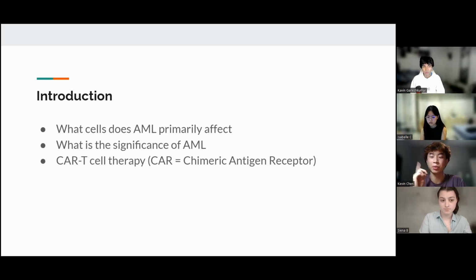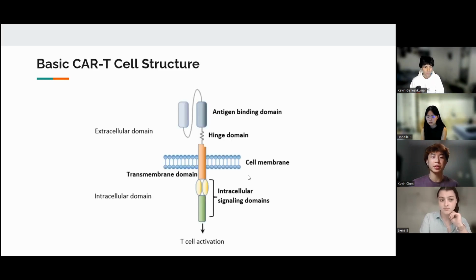Yeah. And so CAR T cell therapy is basically collecting these T cells, these white blood cells, and then re-engineering them in a lab to produce proteins on their surface, which are the CARs, and these bind and recognize specific proteins or antigens on the surface of these cancer cells. Okay, yeah. So what are CAR T cells and what is their structure?